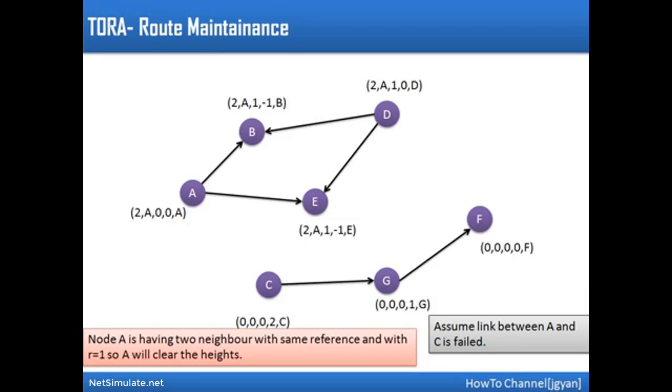that network again reflected that same information back to me. It means there is some partition, and A will reset its height to null, and it will send the clear packet to B and E. They will also reset, and they forward this packet to D. D also resets. So in this network, all the nodes will reset their height.